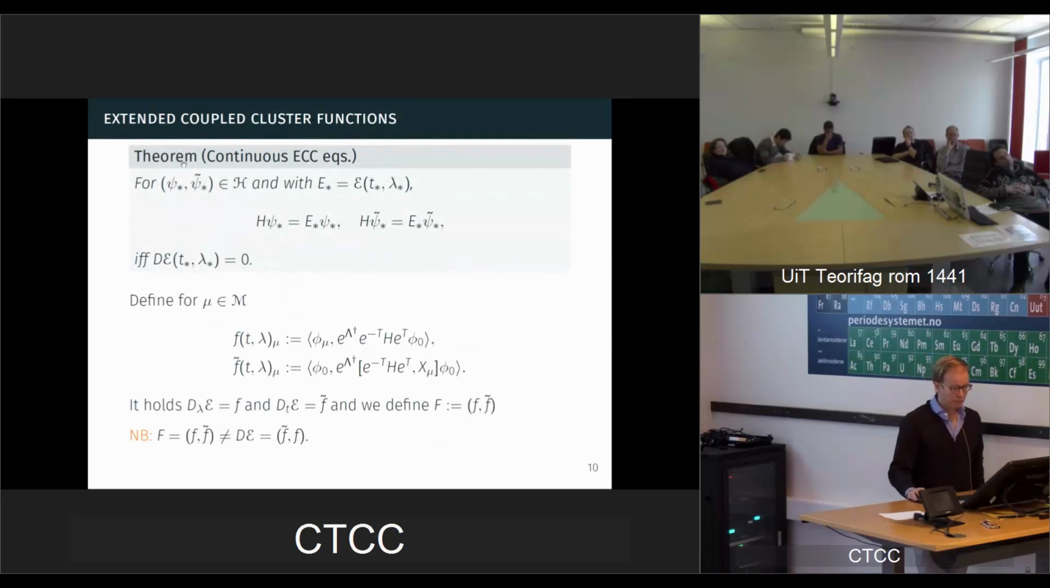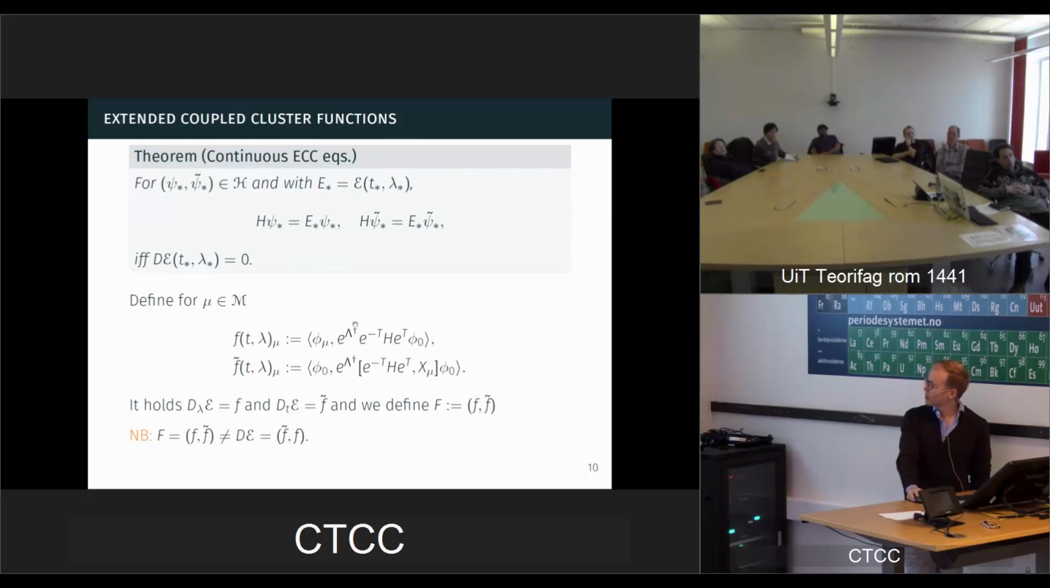So here we have a theorem that states that we seek the stationary points of this coupled cluster extended coupled cluster energy functional, because then we get the solution to the Schrödinger equation. And here we have the derivatives of this energy functional. So here we have the derivative with respect to lambda, and here with respect to t, and we just denote them f and f tilde, and defined this two-component big capital F in this way.